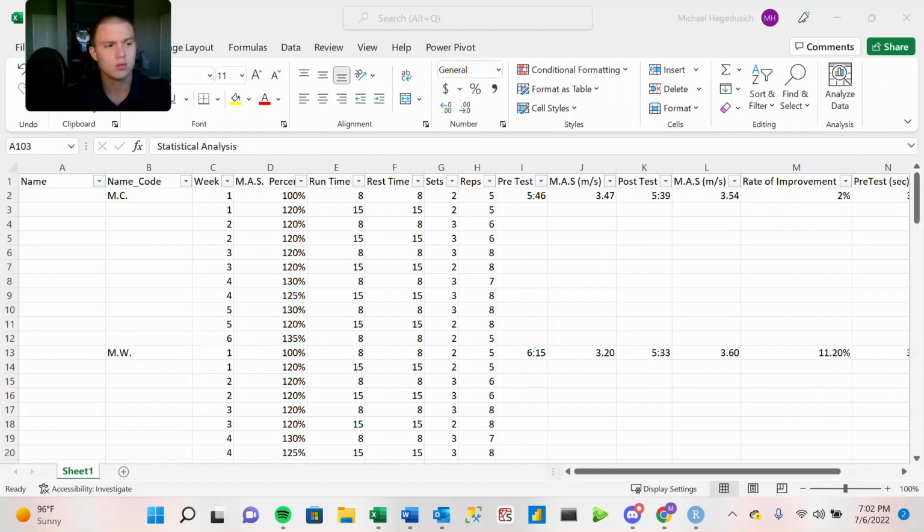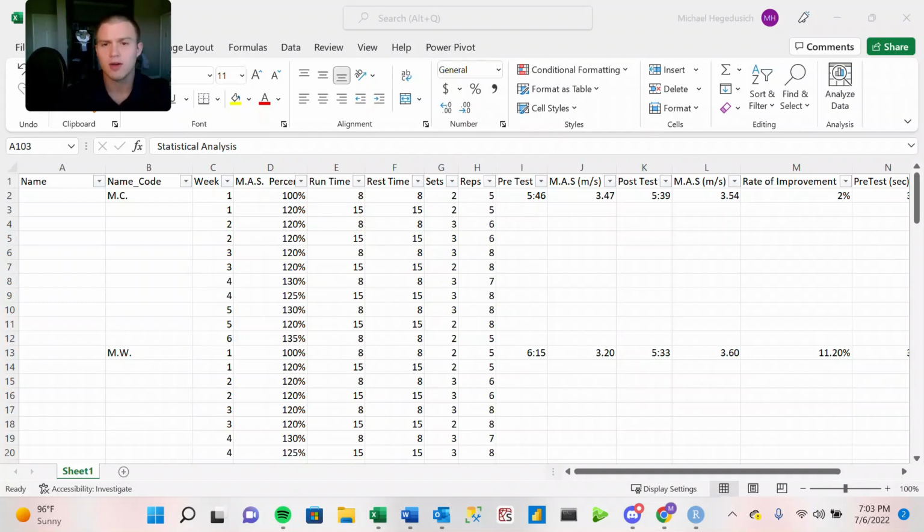So, what is max aerobic speed? Max aerobic speed is a test utilized to determine an athlete's aerobic speed. Usually it's measured by utilizing the yo-yo intermittent test, or also there's a test called a Bronco Test, which is a repeated shuttle test, and you can calculate their max aerobic speed from that.